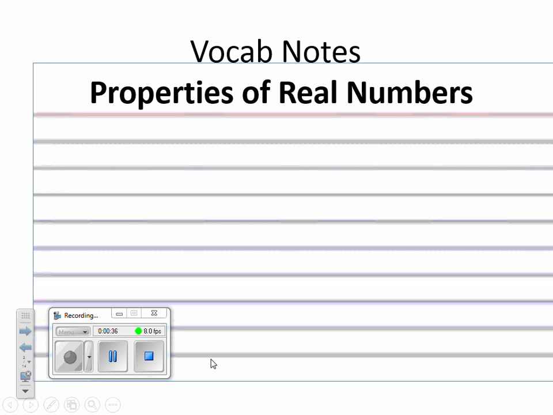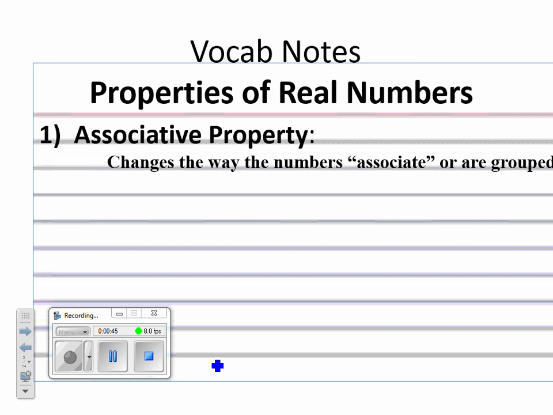The first property of real numbers we are going to discuss is the associative property. The associative property changes the way the numbers associate with each other or are grouped. So if we have three numbers, let's use letters in place of those three numbers because it can be any number in the world. It could be a 5, it could be a 3, it could be a 7.